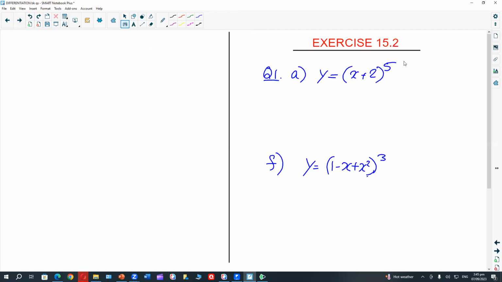Now copy these two questions and give the reference exercise 15.2 ADMAS book.